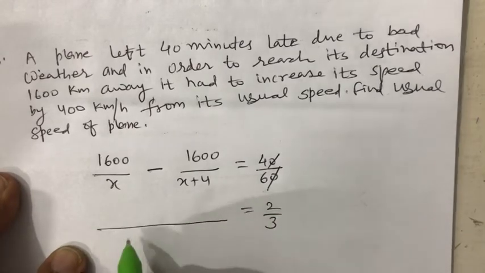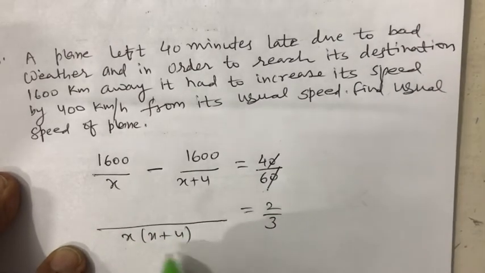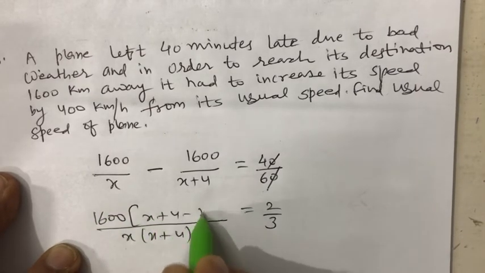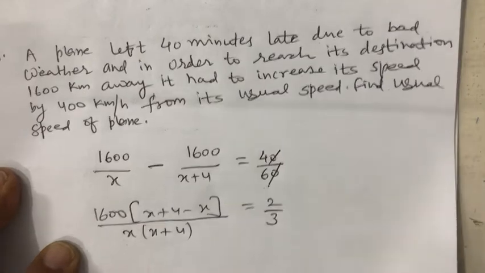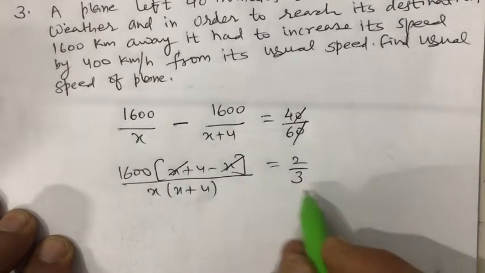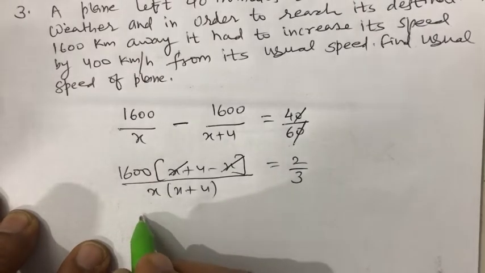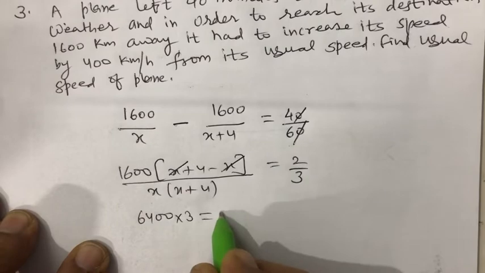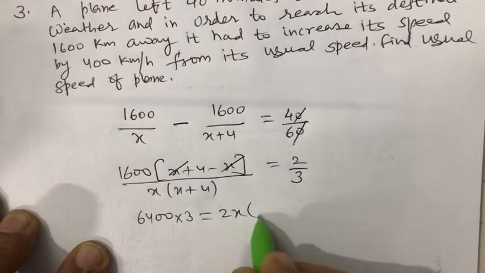Again the same type of question. You have to take the LCM. 1600 you can take common. So x plus 4 minus x. Now x and x also cancel out. Now a simple question: 1600 into 4 into 3 equals 2x times x plus 4.